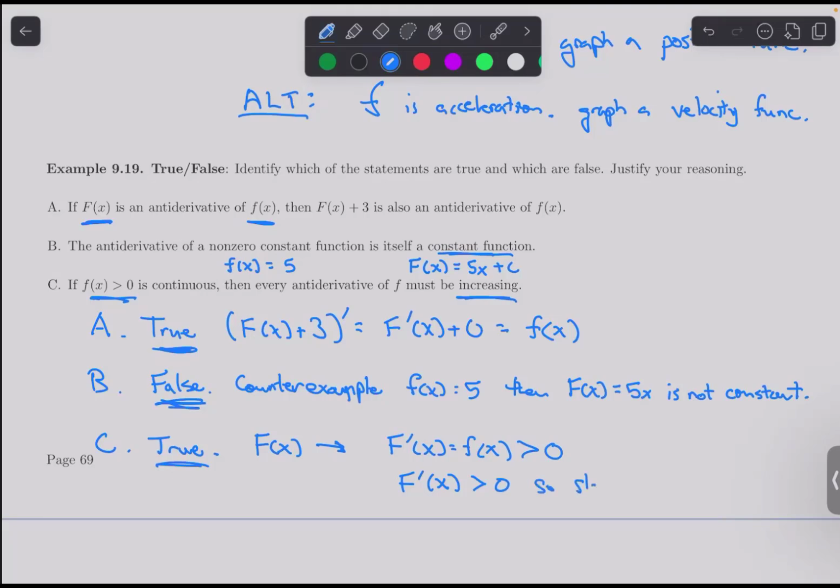So slope is positive. Therefore, the function is increasing. If it has a positive slope, it needs to be going up. So it's an increasing function. So there we are. There's a few true false questions that again are a little bit more conceptual. But again, we just need to take our time with these, think about our definitions and apply what we know.